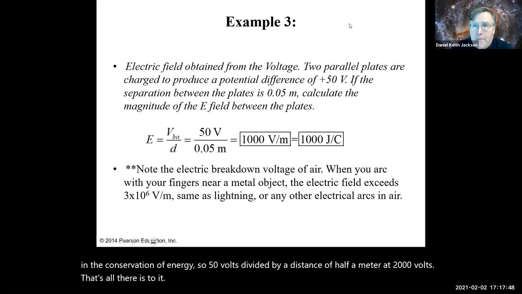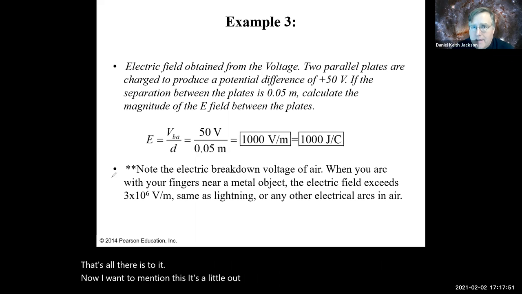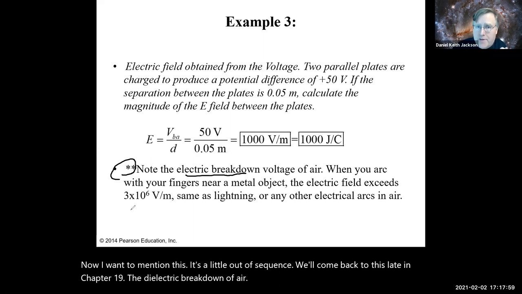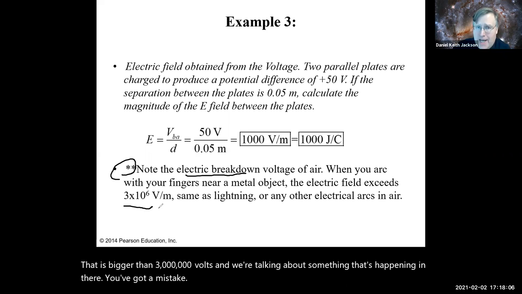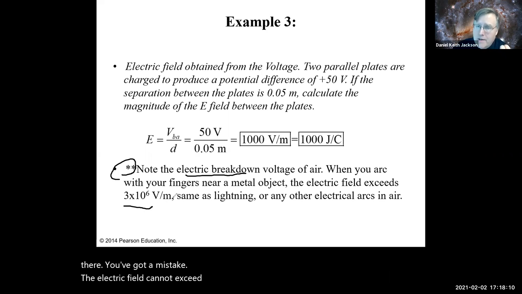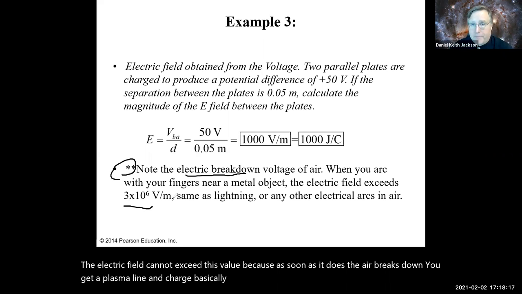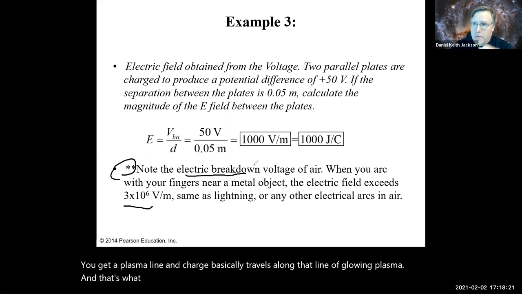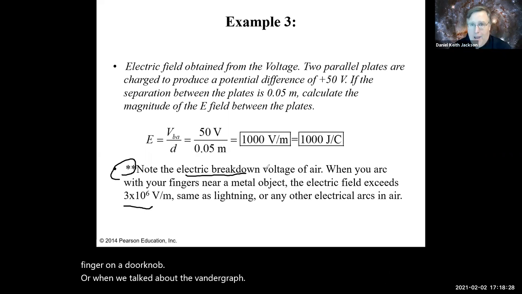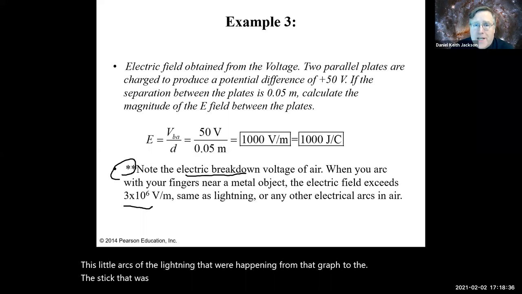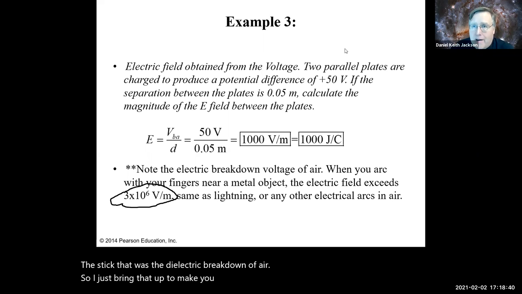Now, I want to mention this. It's a little out of sequence. We'll come back to this late in chapter 19, the dielectric breakdown of air. If you have a number bigger than 3 million volts per meter, and we're talking about something happening in air, you've got a mistake. The electric field cannot exceed this value because as soon as it does, the air breaks down, you get a plasma line, and charge basically travels along that line of glowing plasma. That's what lightning is. It's the same thing you see when you shock your finger on a doorknob, or when we talked about the Van de Graaff, those little arcs of lightning from the Van de Graaff to the stick. That was the dielectric breakdown of air. So I bring that up to make you aware that 3 million is the limit that air can handle for electric field.